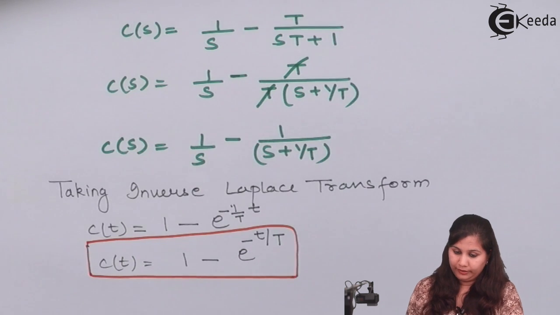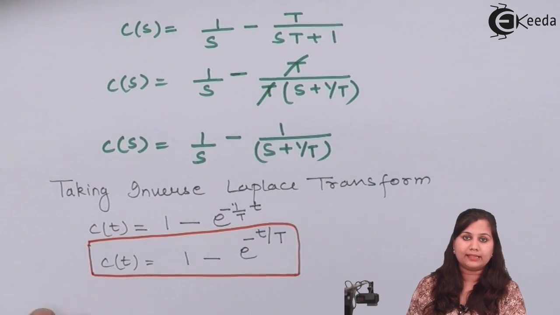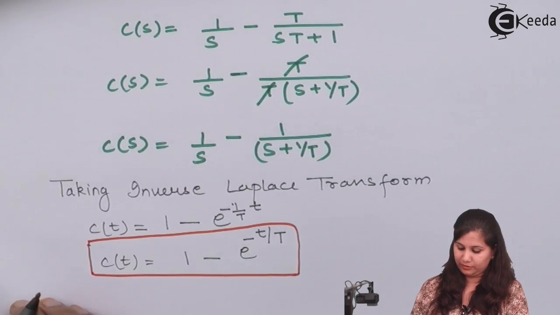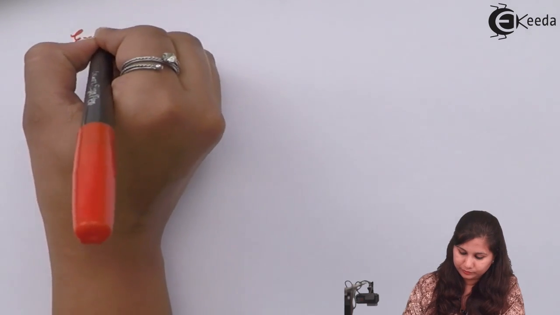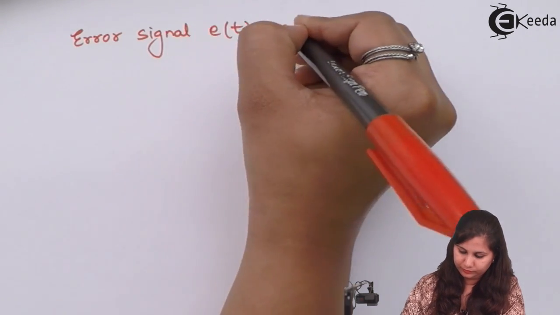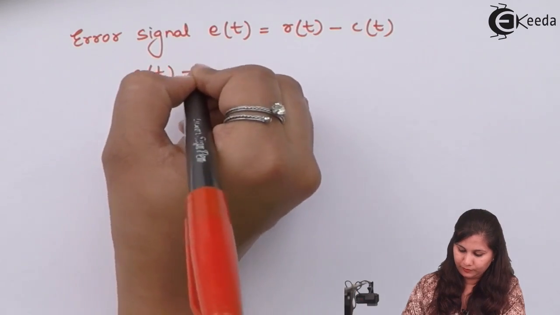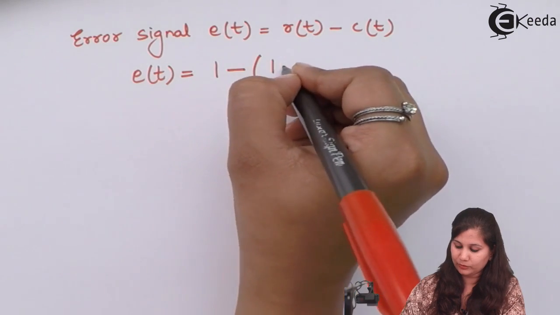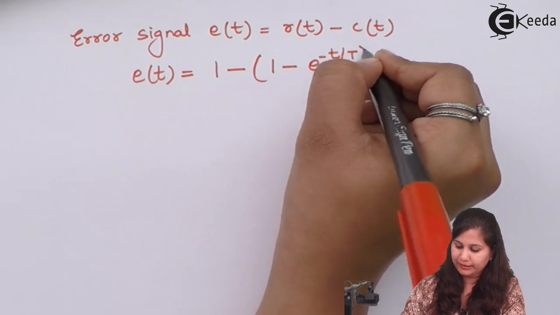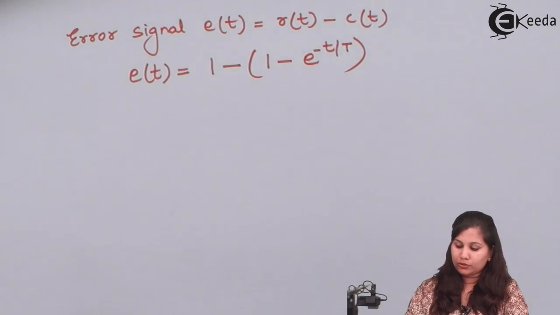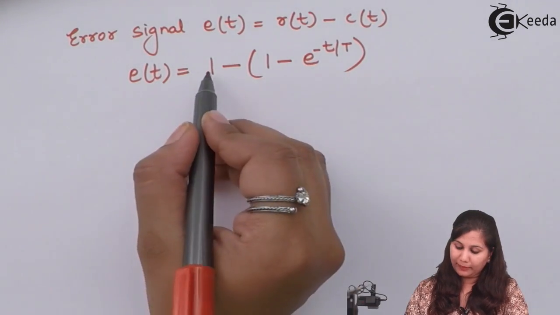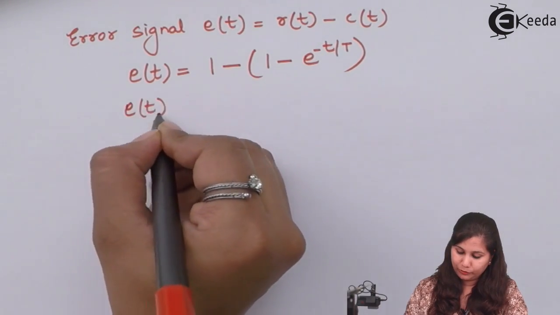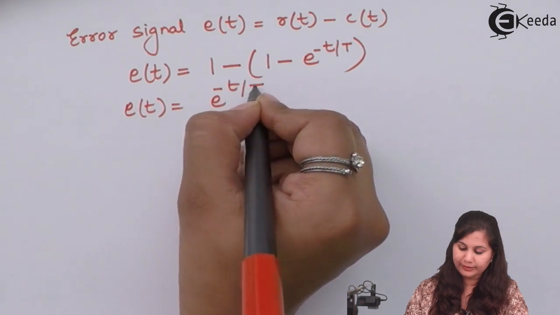Okay. Now we are going to calculate the error signal E(t). And error signal is the difference of the input signal and the output signal. Input signal is the unit step function, so it is 1 minus C(t), we have calculated 1 minus e raised to the power minus t upon T. So we have put the value of C(t) here. Now 1 minus 1 is 0 and minus minus will be plus. So error signal will come out to be e raised to the power minus t by T.